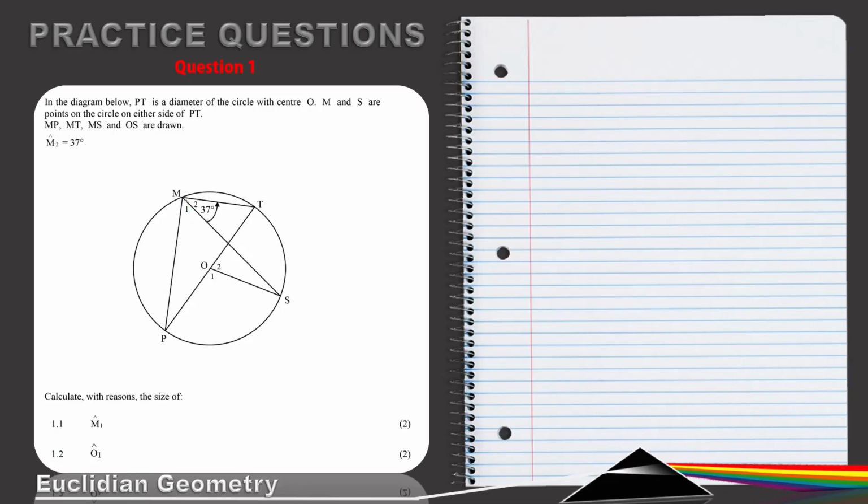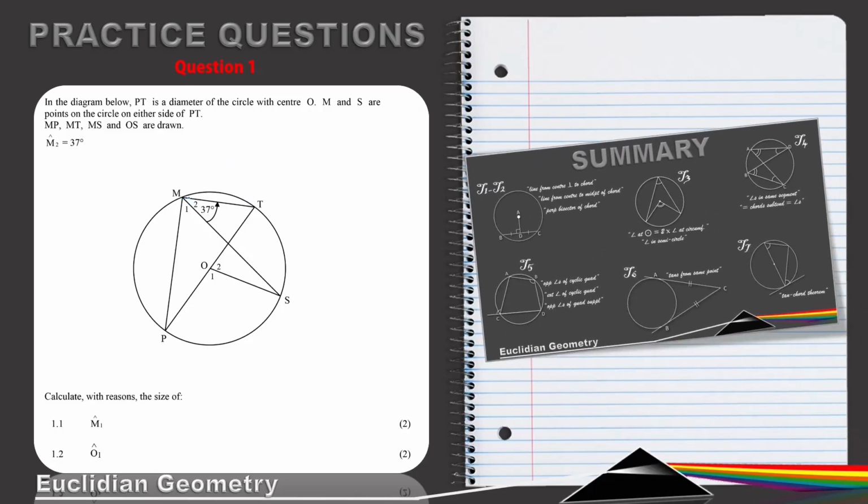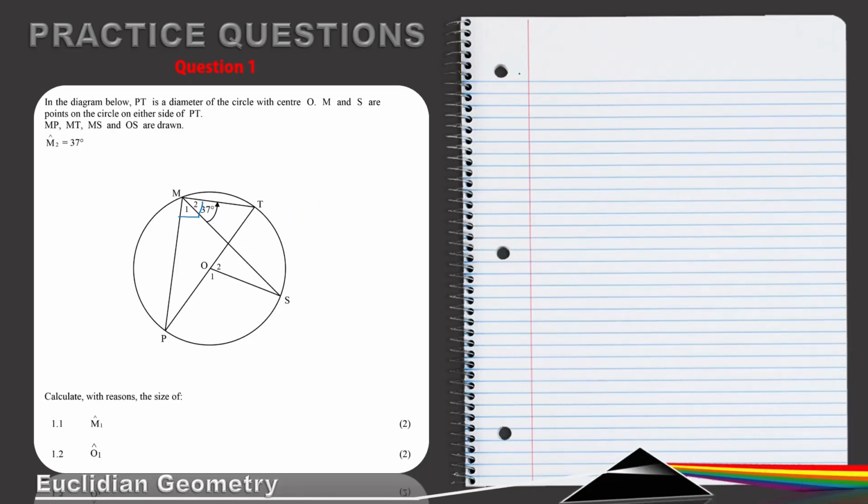So 1.1 is M1. Now let's look at our summary, and when we look at the angle that is subtended at M, that is subtended from the diameter. So that's going to be angles in a semicircle. So they form a 90 degree angle there. So then we can get M1 when we add these two and equate them to 90 degrees. Okay, so let's do that. So this is 1.1. Therefore, I can say that angle M1 plus 37 degrees is equal to 90 degrees because of angle in semicircle.